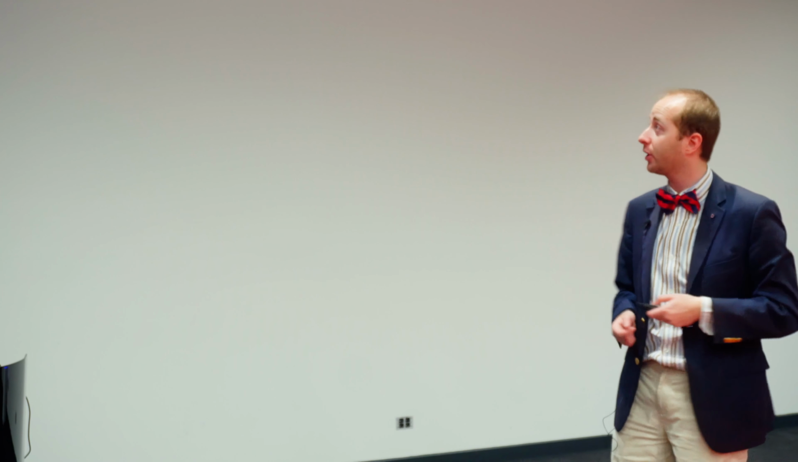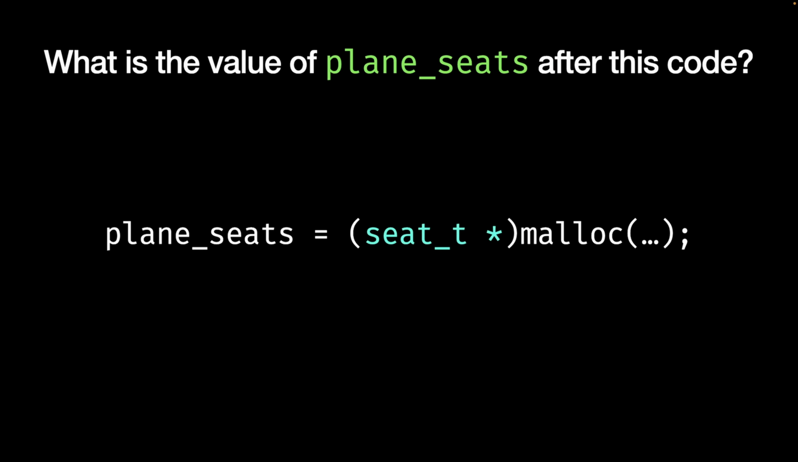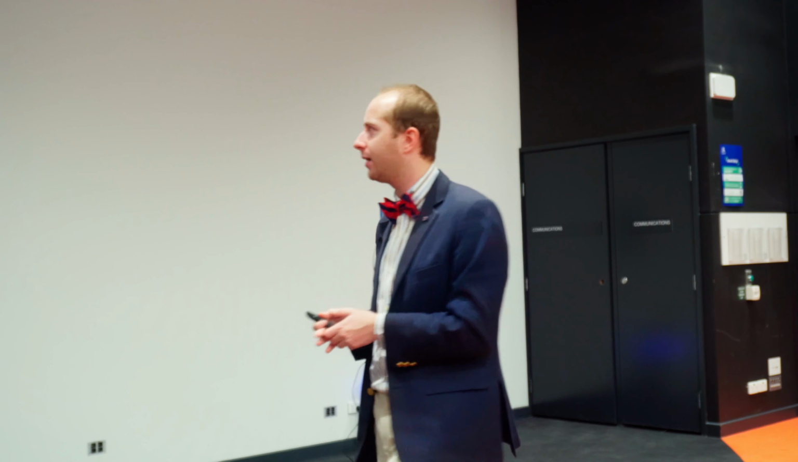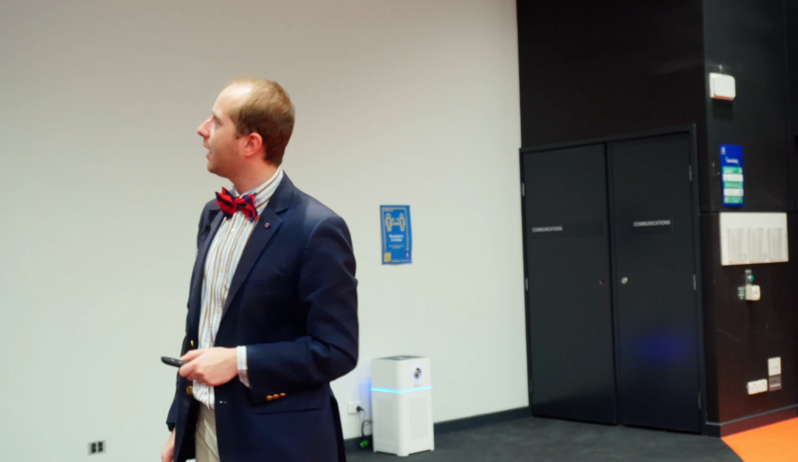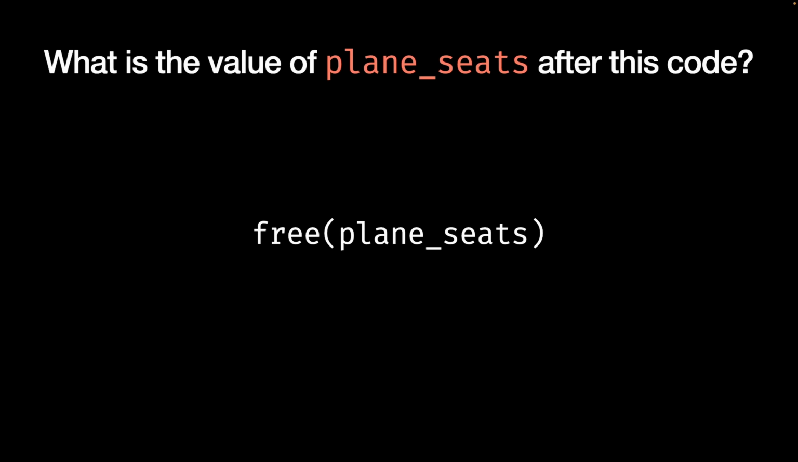We have one or two more traps with our pointers, our malloc, and our plain seat, and our structs to go through. So this is a bit of an easier question. What is the value of plain seats after this code? And you don't have to give me the exact value, you just shout out, what is plain seats going to contain after, if malloc has worked? Yeah, it's going to contain the address, some address of memory that's been allocated to us. Now, a slightly trickier question with a similar answer. What is the value of plain seats after this code?